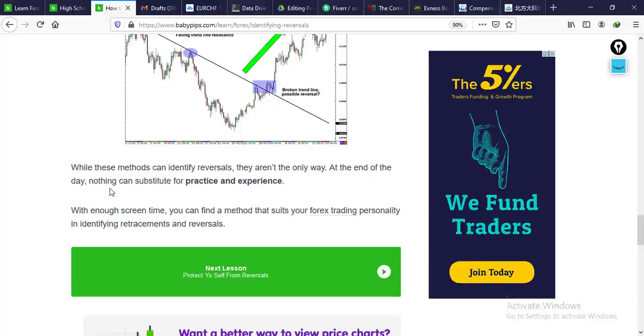While these methods can identify reversals, they aren't the only way. And at the end of the day, nothing can substitute for practice and experience. With enough screen time, you can find a method that suits your forex trading personality in identifying retracements and reversals. Next lesson, protect yourself from reversals.